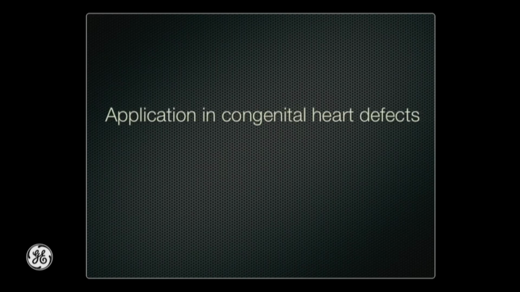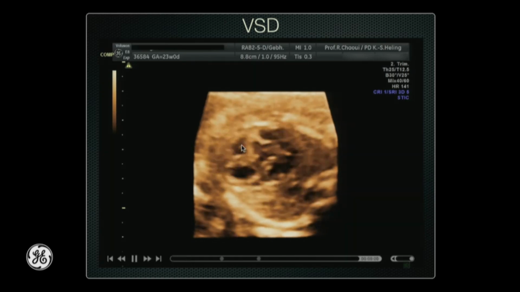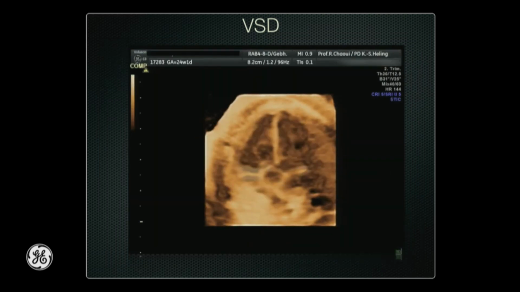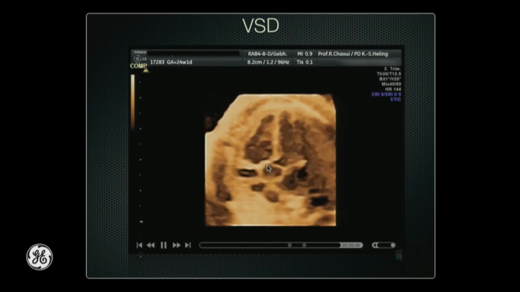How can we use the STIC technology in heart defects? I will give you some examples. This is an example of a VSD, ventricular septal defect, at 23 gestational weeks. We have a right side, we have a left side. You see the ventricular septum. And here clearly you see the VSD. You have an overriding vessel getting the blood from both ventricles. Again, malalignment VSD with an overriding vessel. You see the small VSD below the aorta, below the aortic valve, left ventricle, right ventricle, 24 gestational weeks.